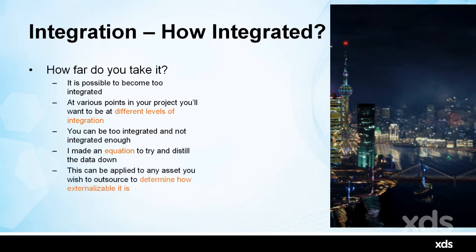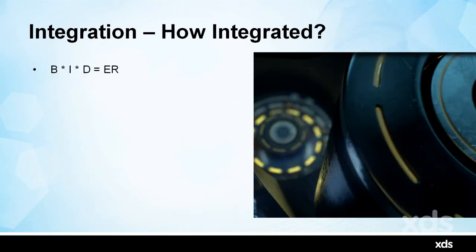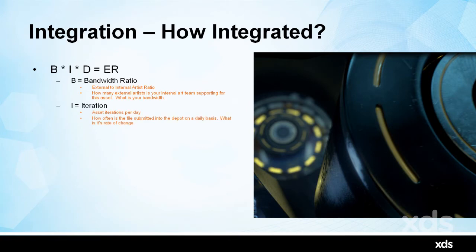It can be applied to any asset you're thinking about outsourcing. So B times I times D equals ER. Just humor me here for a second while I step through this. B is your bandwidth ratio, your external to internal artist ratio. How many external artists is your internal art team supporting for this asset? That's your bandwidth. Your iteration, it's the asset iterations per day.